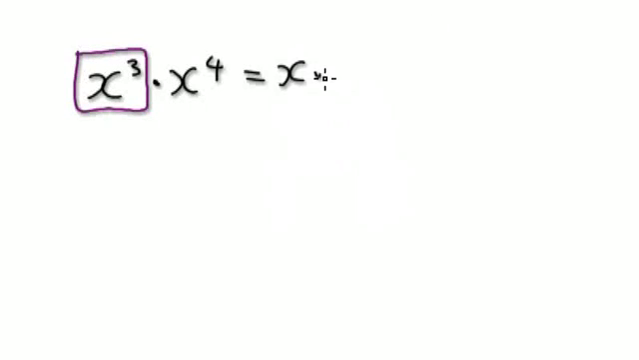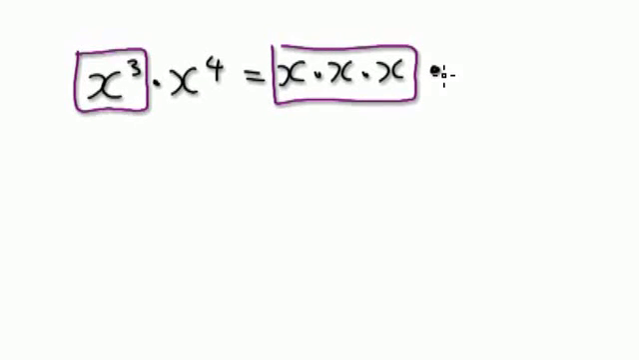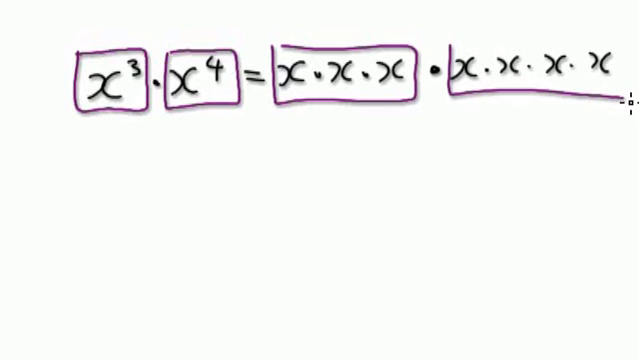Okay. Now, if I were to give you, let's say, x to the power of 3 times x to the power of 4, what does that equal? Well, look at this bit here. This means x times x times x. So that means this. Now we've got to times it with x to the power of 4. Well, x to the power of 4 means x times x times x times x, 4 times. So this here is x to the power of 4.